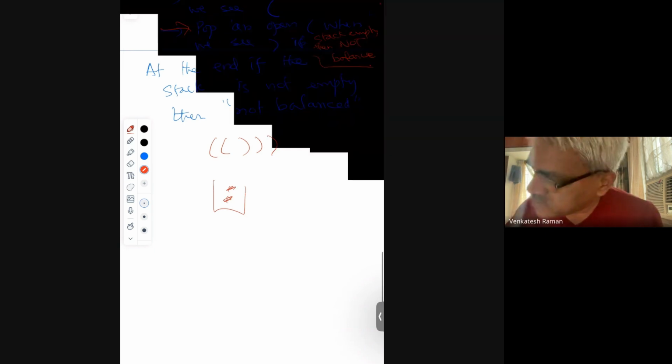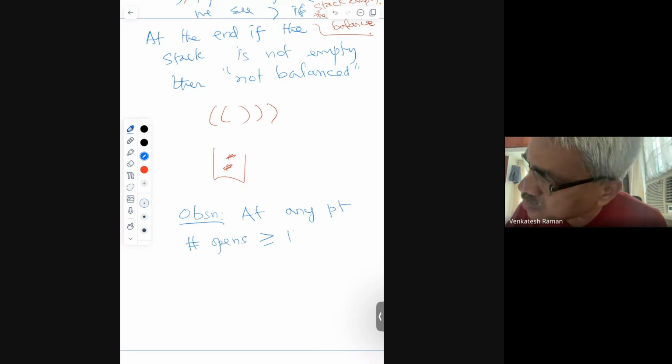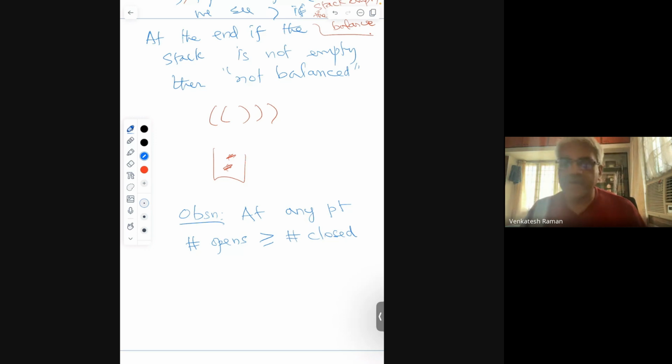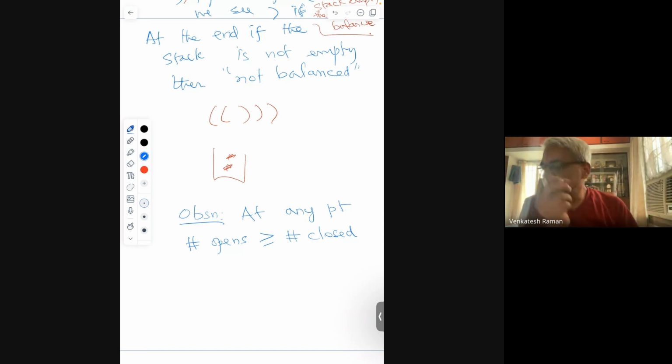So this simple observation is the following. At any point, the number of opens is greater than or equal to the number of closed. Number of open parentheses is greater than or equal to number of closed parentheses. Because if you have more closed parentheses, then you have a problem, because you have not even opened them, so you cannot even close them. Okay, so this is a very simple observation.